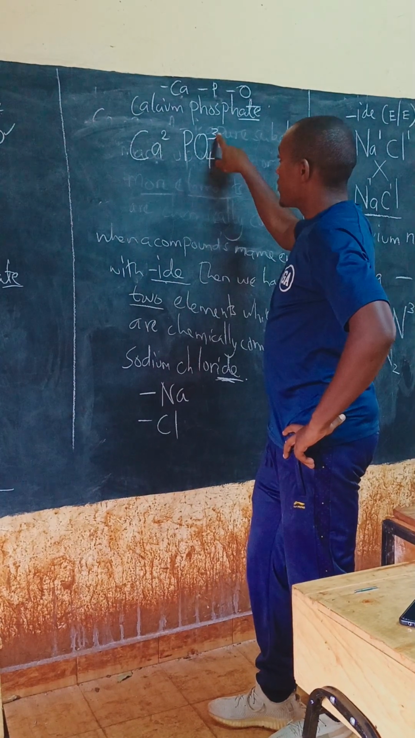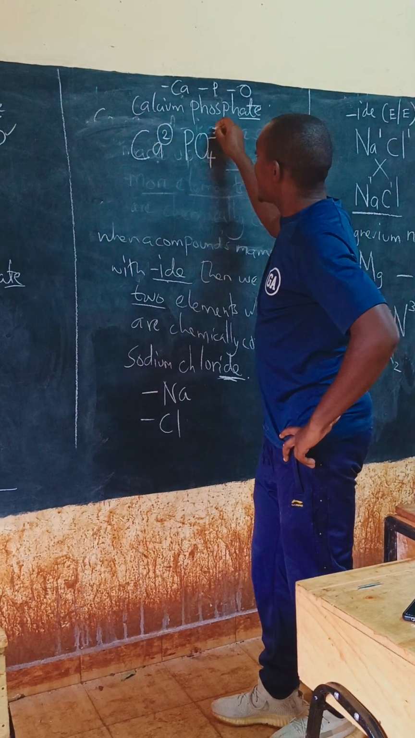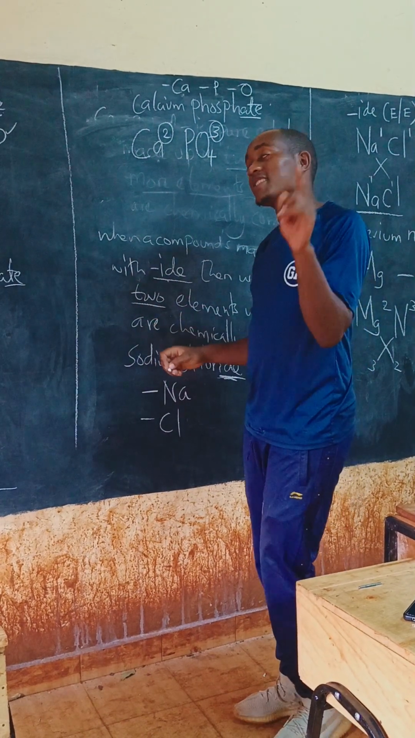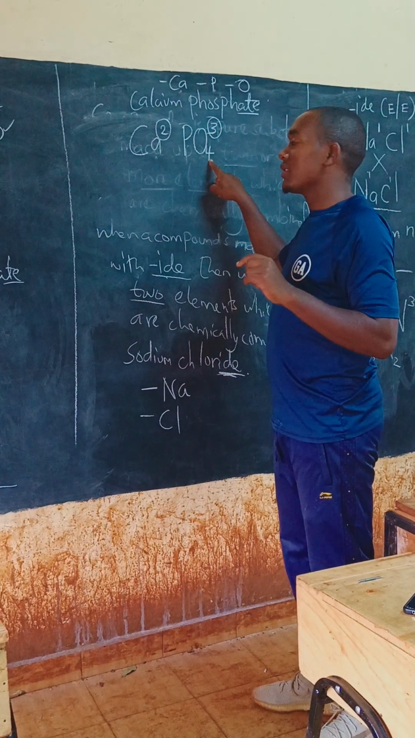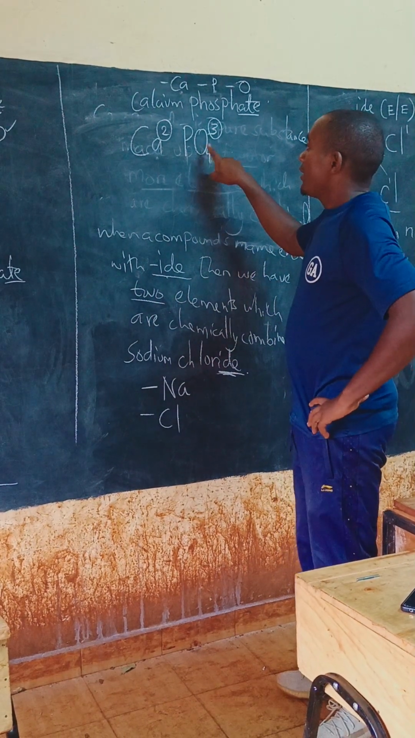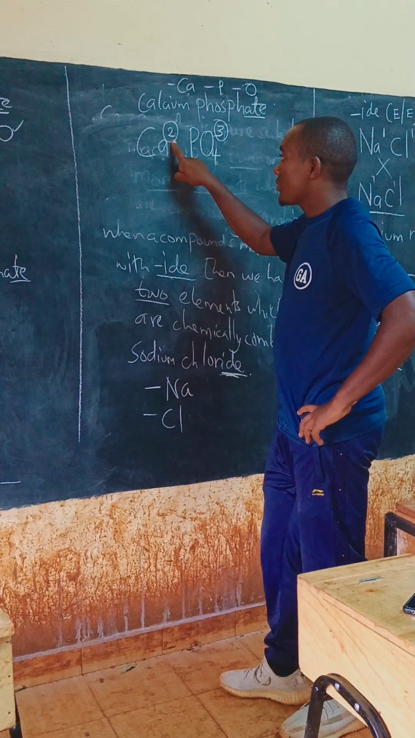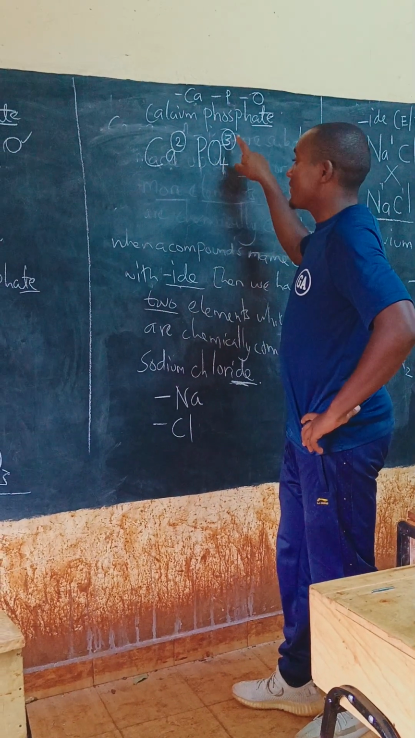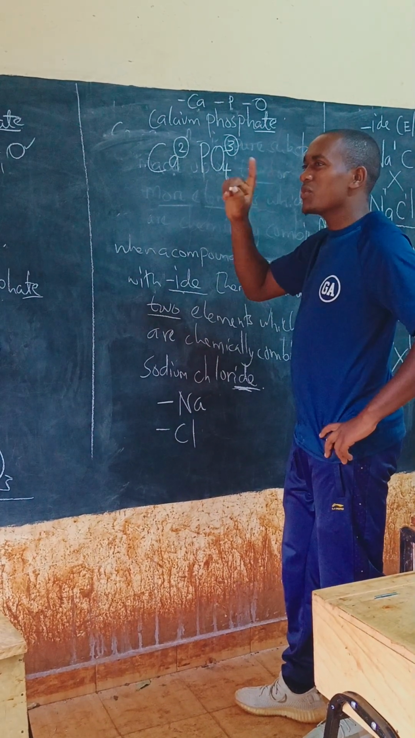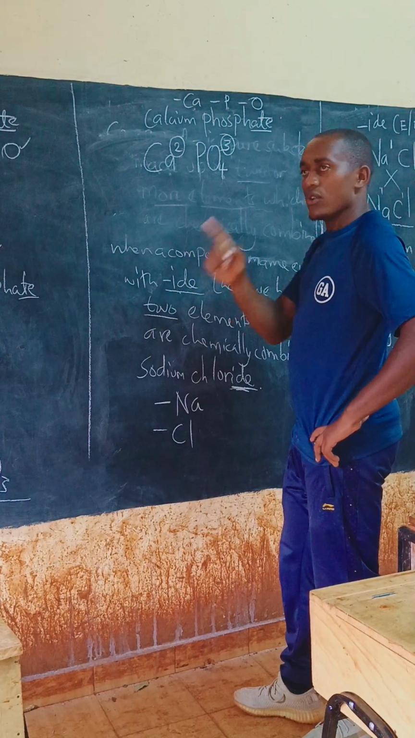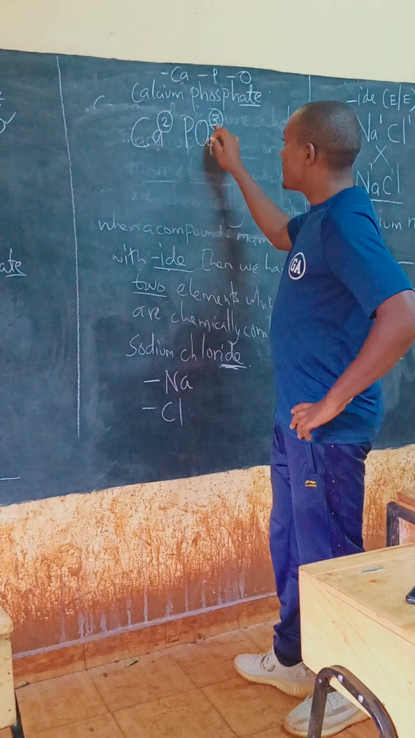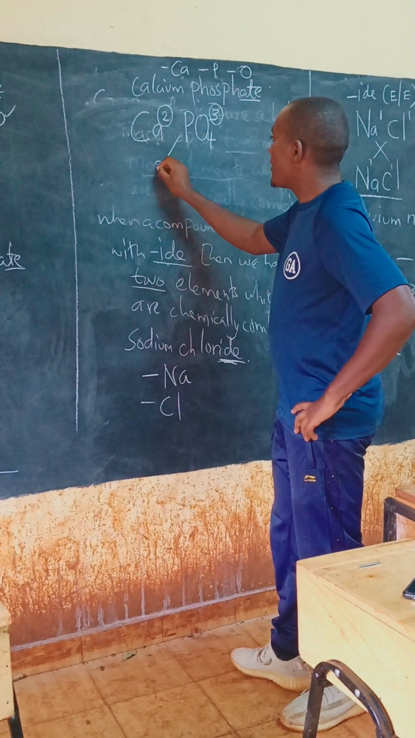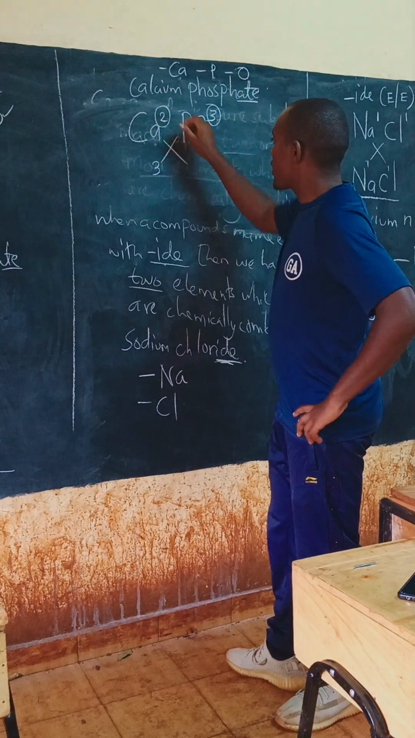So after writing that, you ask yourself, can this be simplified? We only exchange and simplify the valences. We do not touch this one. So calcium is in valence 2. Phosphate is in valence 3. So that is only what we alter, simplify or exchange. That is our rule. So looking at it, can it be simplified? No. So we exchange. 3 comes to calcium and 2 comes to phosphate.